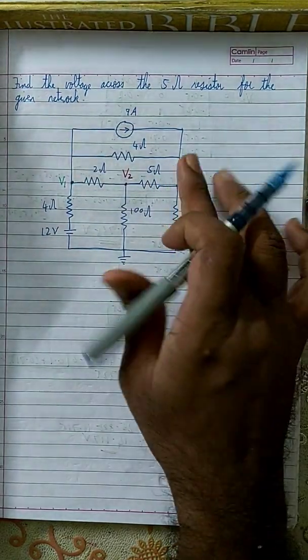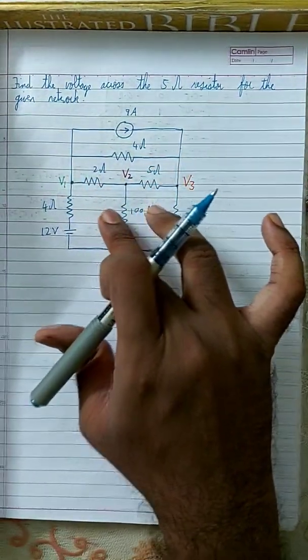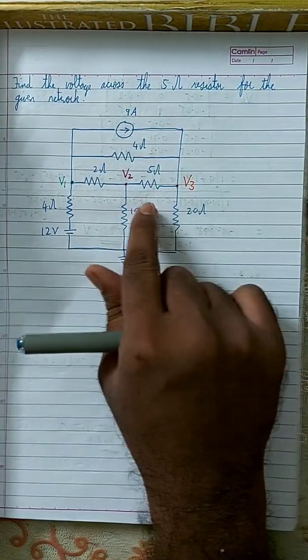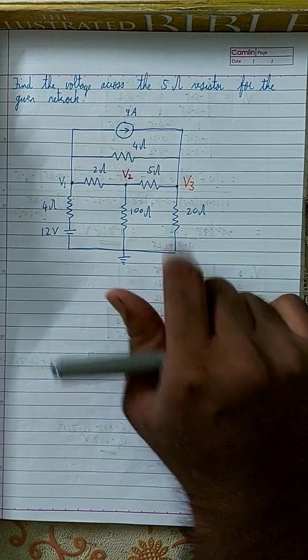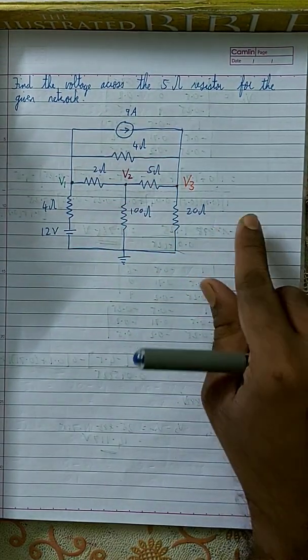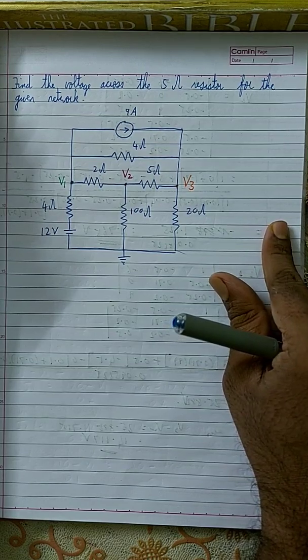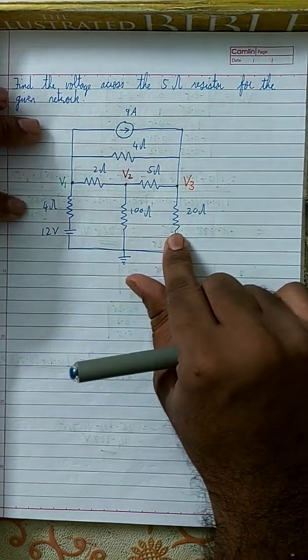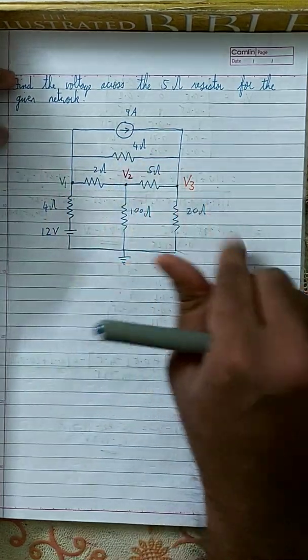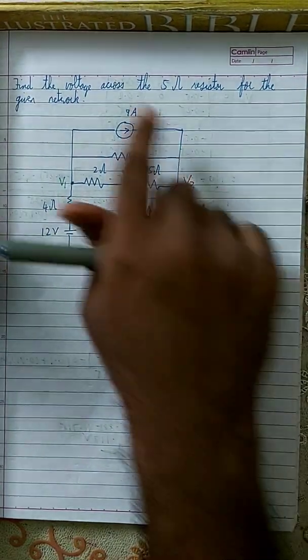This is how we can tell that node analysis is better, because the number of nodes is less than the number of meshes. So it's good to apply node analysis. That is how you should understand which method to apply. Now I'm going to apply node analysis, which means I'll be writing the node equations of V1, V2 and V3.